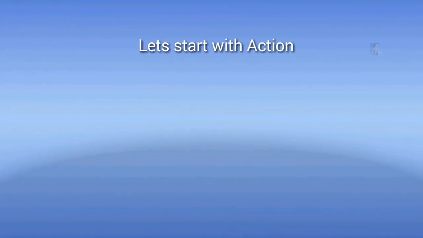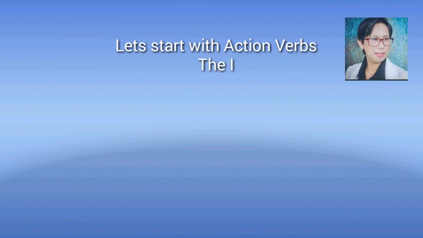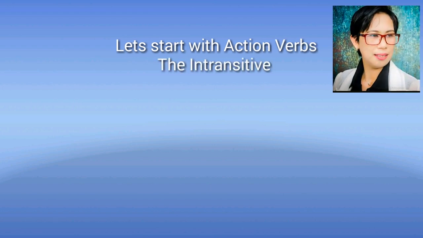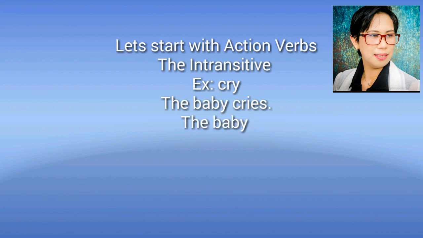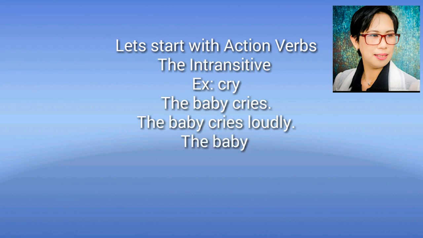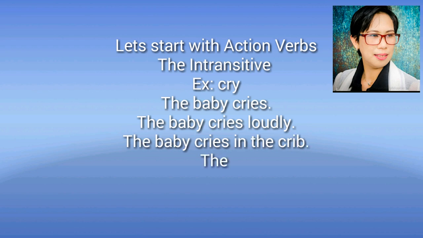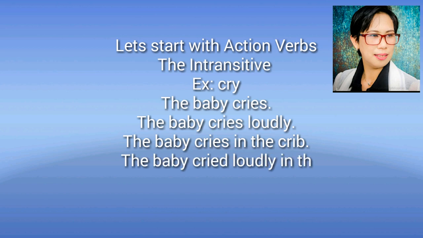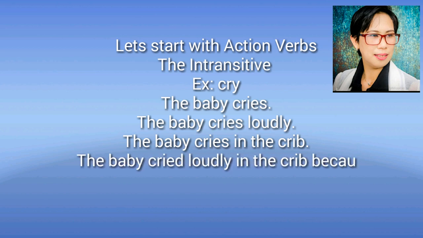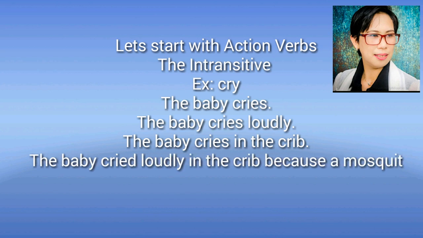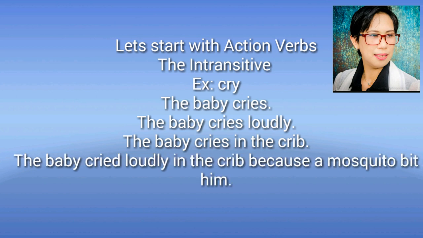The intransitive. Intransitive verbs don't need objects. We only have the subject and the verb. Or if you want to add more, you add an adverb, a prepositional phrase, or a conjunction. Example, cry. The baby cries. It only has the subject and the verb. Then the second sentence is, the baby cries loudly. I added an adverb at the end of the verb.